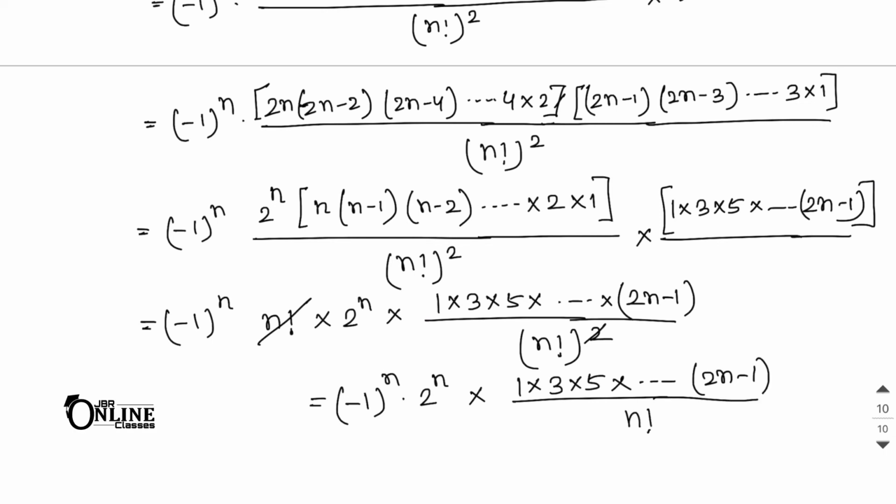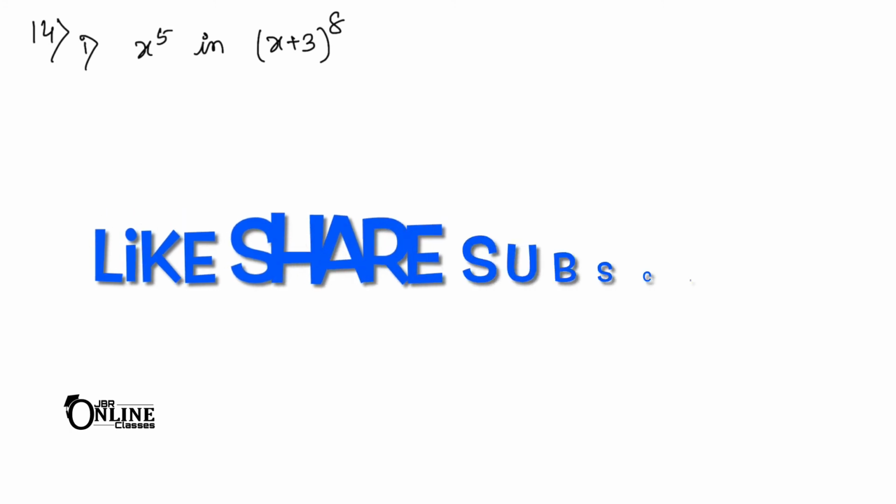Okay, you can also multiply 2 to the power n with minus 1, then here you can write down minus 2 whole to the power n, then next one will be here 1 into 3 into 5 dot dot dot 2n minus 1, and here n factorial. So it's proved. Now sum number 14.